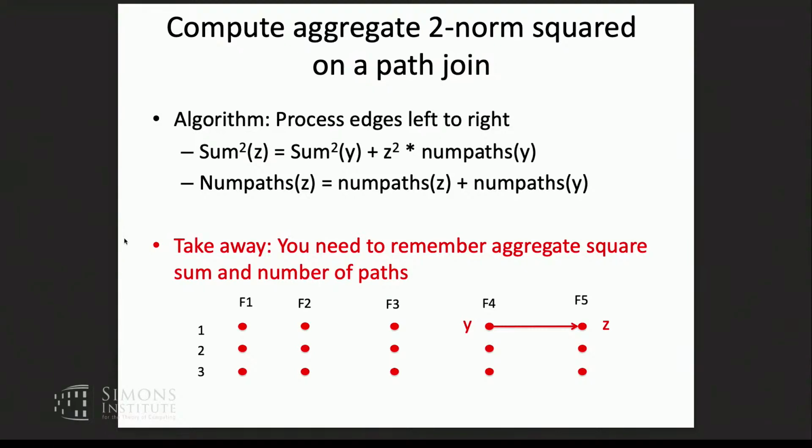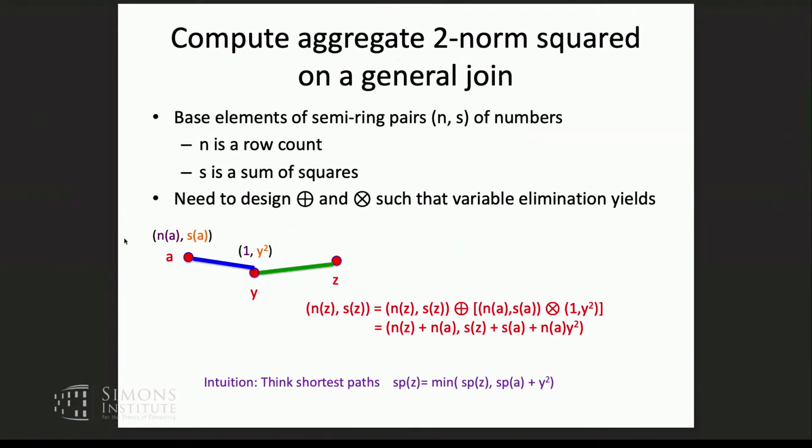So now, how do I go to a sum product query? The two things I'm going to need to know: what are the elements of the base set of my semi-ring? There's going to be pairs. One's going to count the number of paths, and one's going to be the sum of the squares. Now, when I do a variable elimination algorithm, think about trying to eliminate this variable y here.